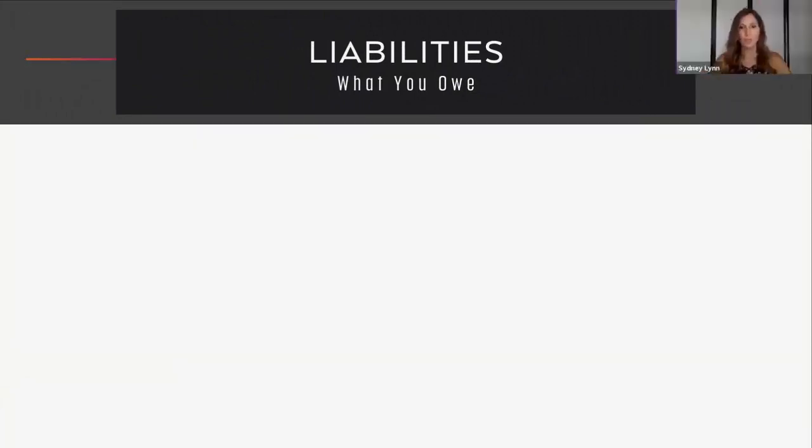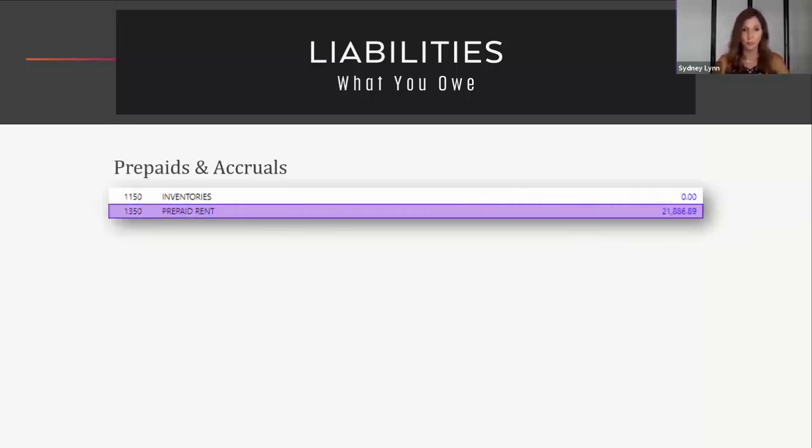Yeah, and first and foremost, liability is something a person or company owes, usually a sum of money. So let's start with going over some specific liabilities you might find on your balance sheet. One big one that we see often are prepaids and accruals.